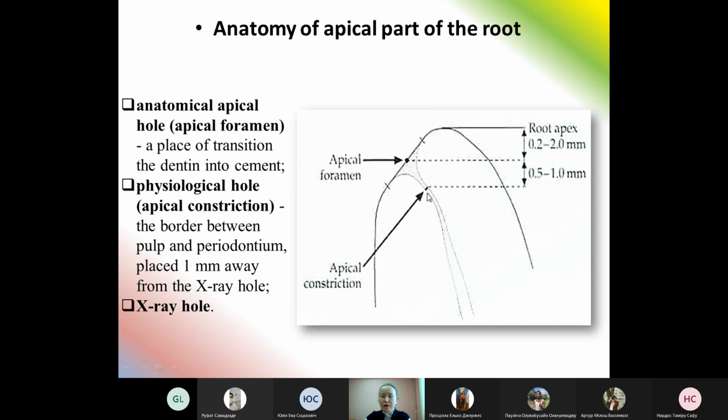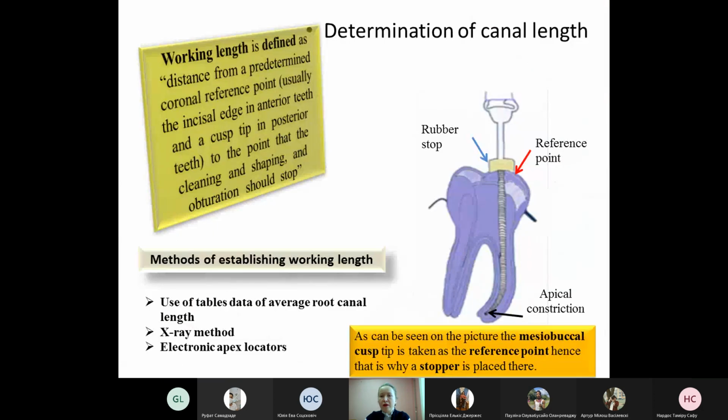Physiological apical constriction plays a significant role in working length determination. Working length is defined as the distance from a predetermined coronal reference point, usually the incisal edge of incisors or the cusp tip in posterior teeth, to the point at which cleaning and shaping and finally root canal obturation should stop.